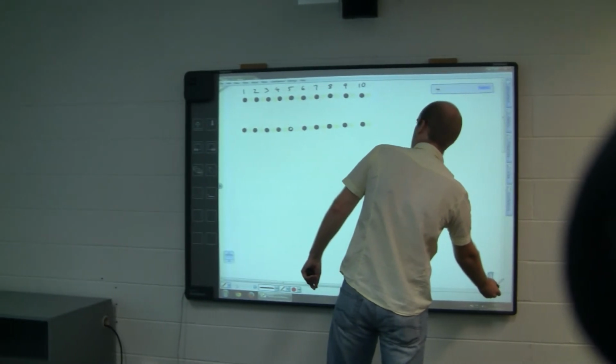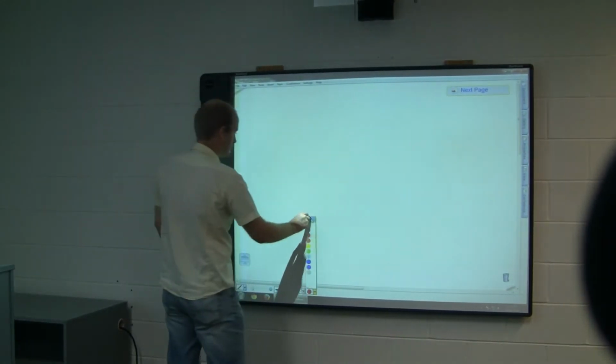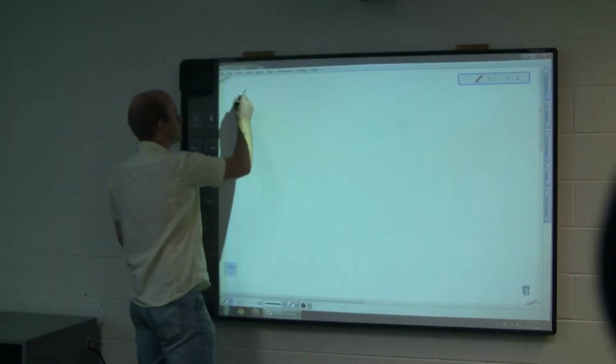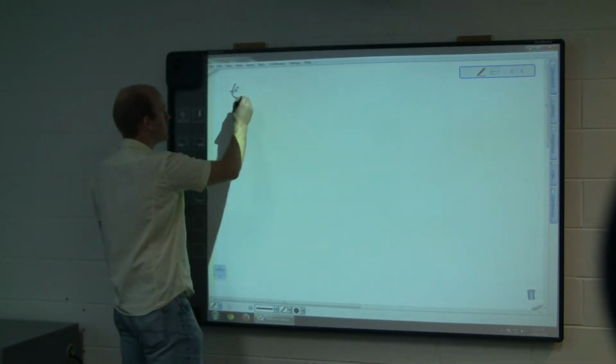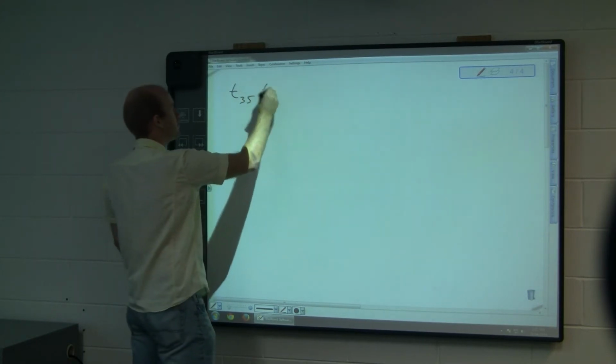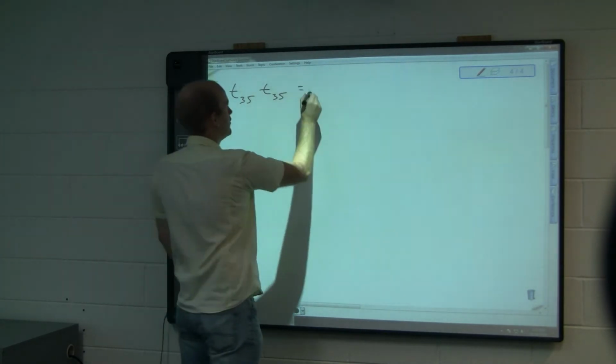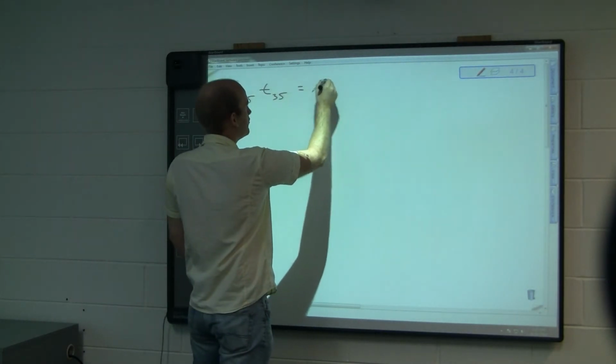Skip that page now. All right, suppose you were thinking of a permutation and it had, say, T35 in it, and then another T35 straight away. All right. So we're mapping 3.